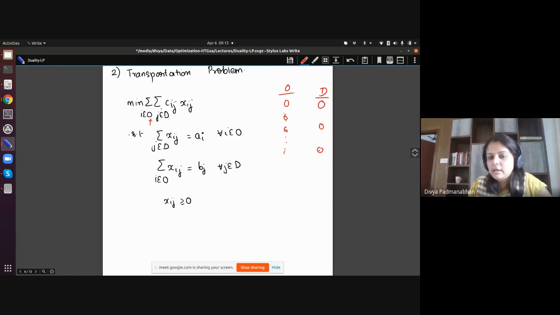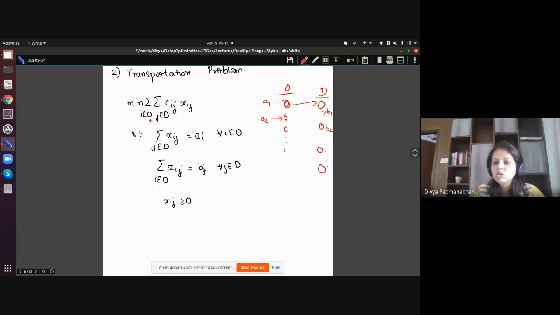There's a cost of sending items from the origin to the destination. The origins you can think of as the factories where these items are produced, and there's a limit of ai. So A1 for the first origin and A2 for the second origin, and so on. You can send up to A1 items from the first origin, and in the destination there's a demand of B1, B2, and so on. These are the demand values at the destinations.